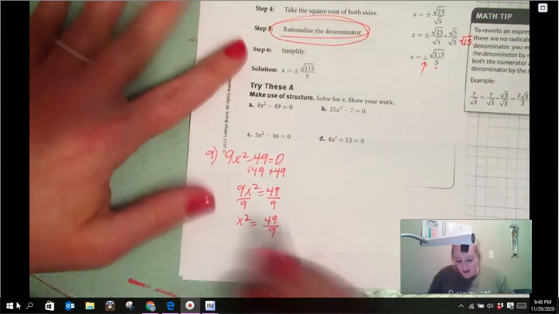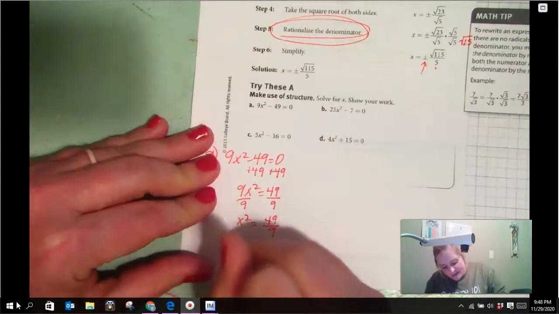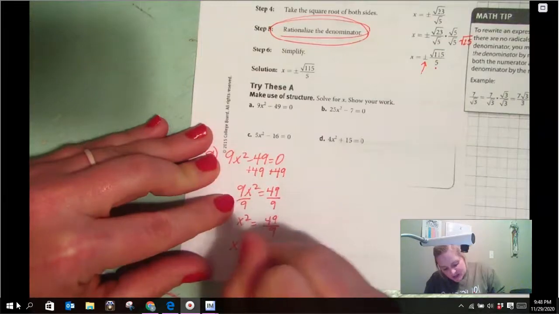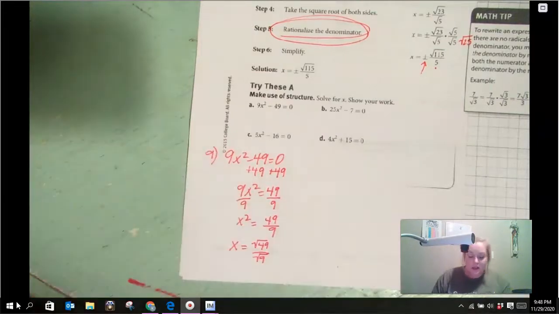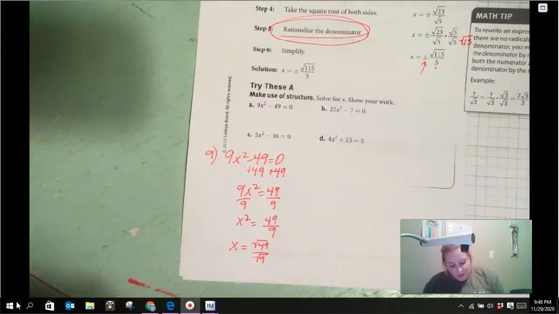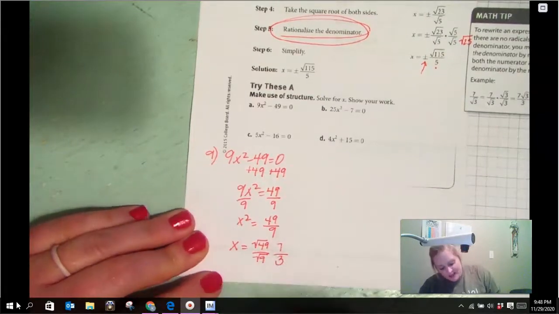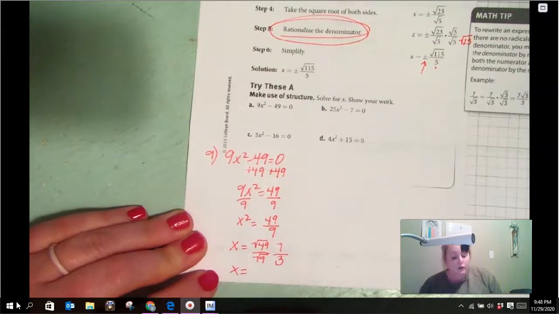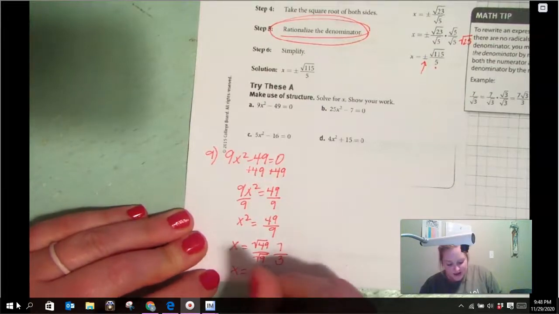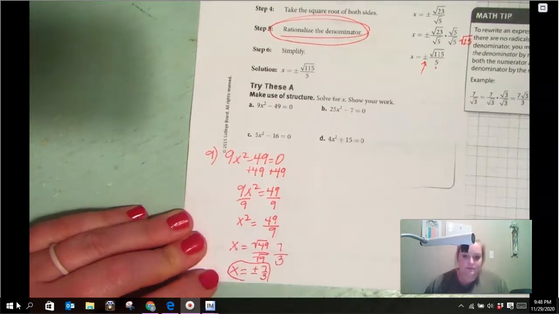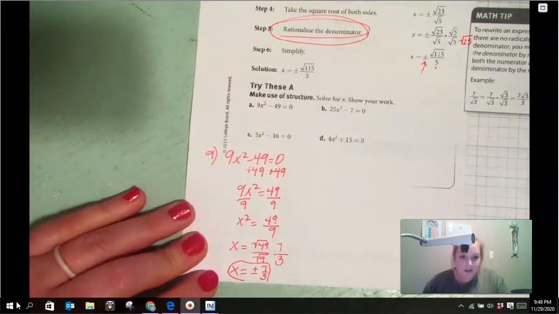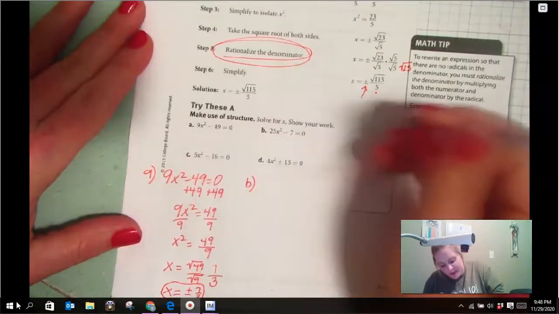To get rid of the square, I'm going to take the square root of both sides. Square root of 49, square root of 9. I'm doing them individually because they may be perfect squares like this one. The square root of 49 is 7. The square root of 9 is 3. So my answer is x equals, don't forget the plus or minus, 7/3, just like that. So that's it. Basically, I've already taught this to you last lesson, a little bit early. So hopefully you're feeling good about it.